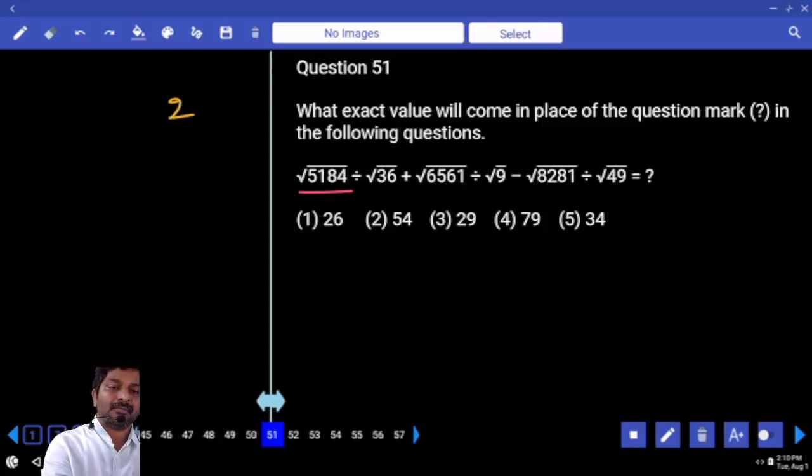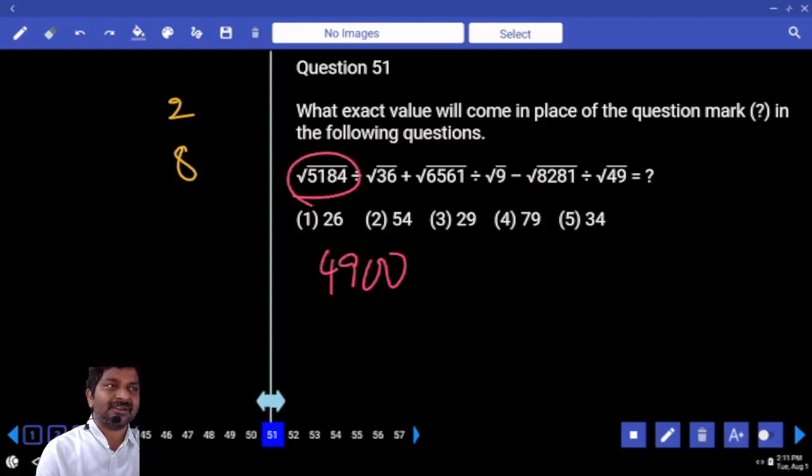Either 2 or 8. Okay. Now, what is 70 square? 4900, and this number is very close to 4900 only. So it has to be 72 square only. For confirmation, you can do one more verification. 72 is a 9 multiple. Its square root value is also a 9 multiple. It has to be 72.